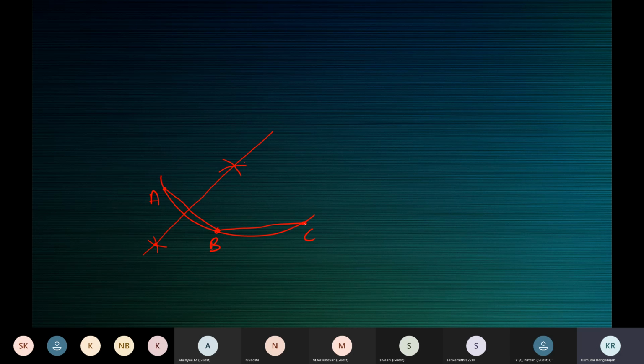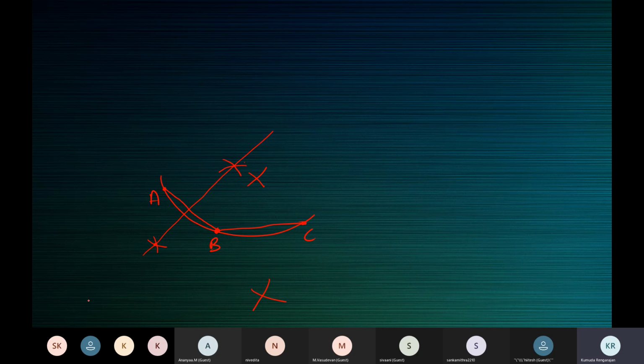With compass tip at B and C as centers and radius more than half of BC. So you put your compass tip here, draw an arc here, draw an arc here. With the same radius, don't change the radius, put the compass tip here and cut the earlier arcs.